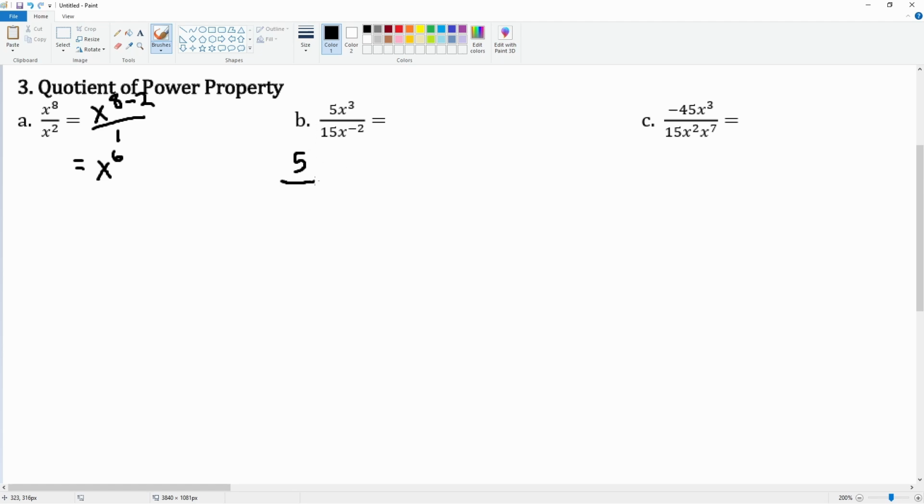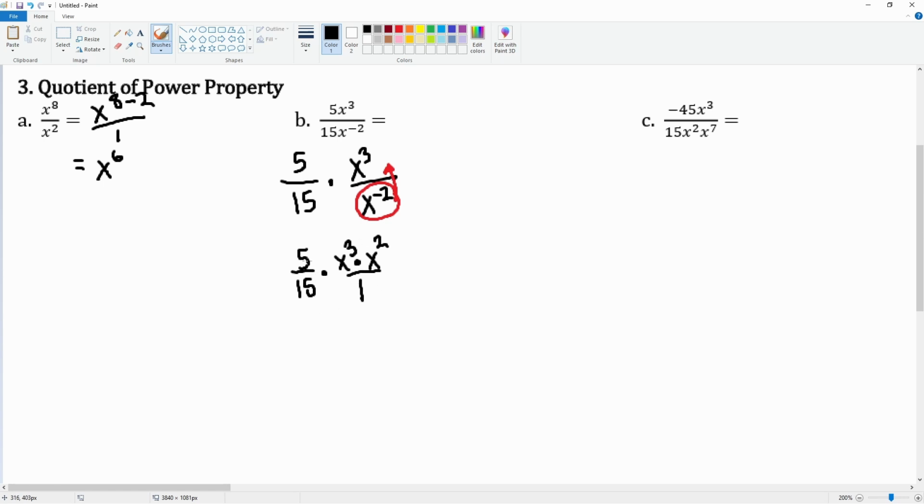So we have 5 and 15. 5 divided by 15 times x to the third, then we have x to the negative 2 here. I don't like to deal with this negative, so I'm going to bring it up. So it should look like this: 5 over 15 times x to the third. This goes up and becomes x to the 2. Do you see that? Via multiplication.